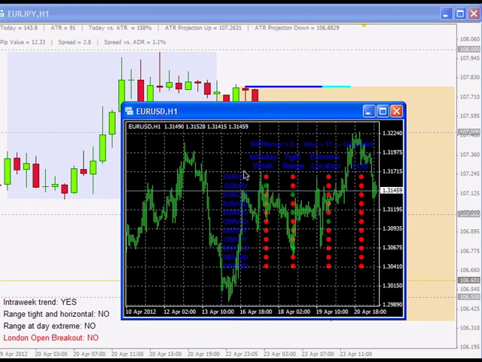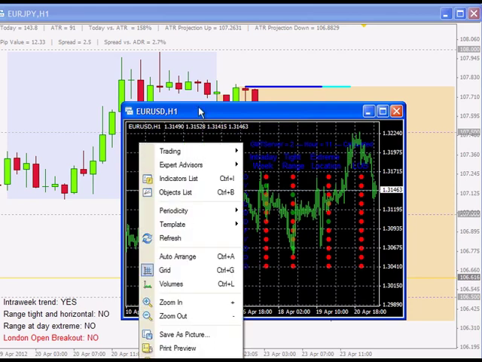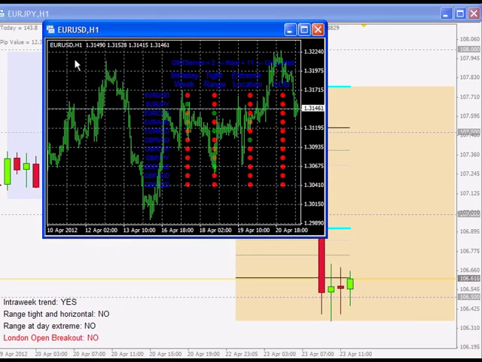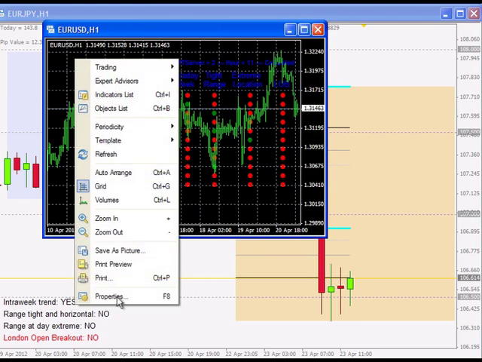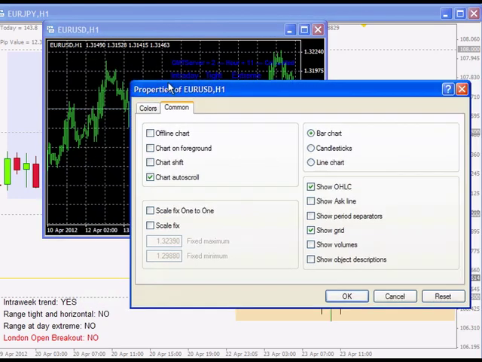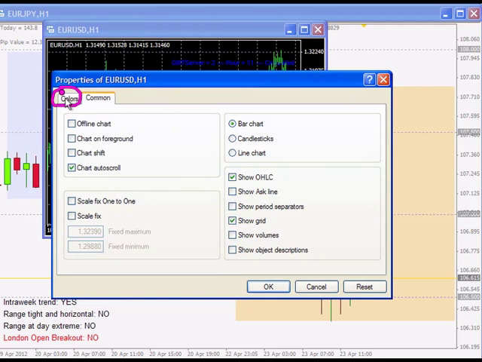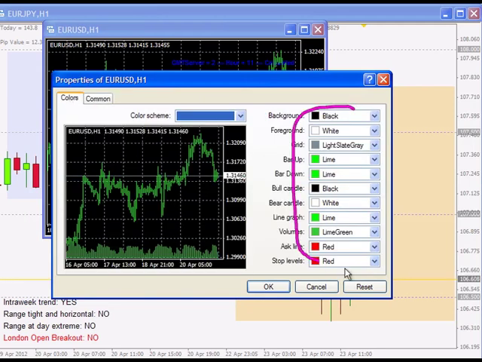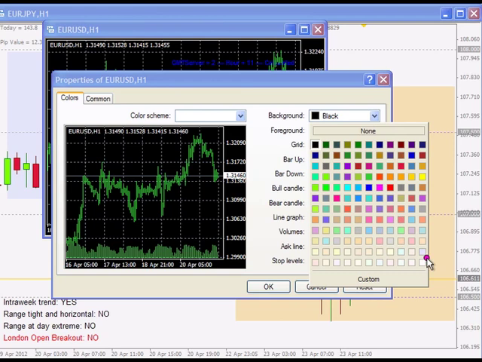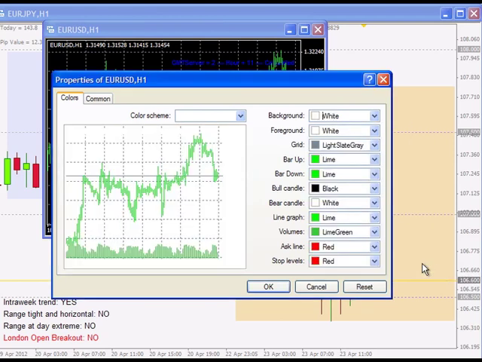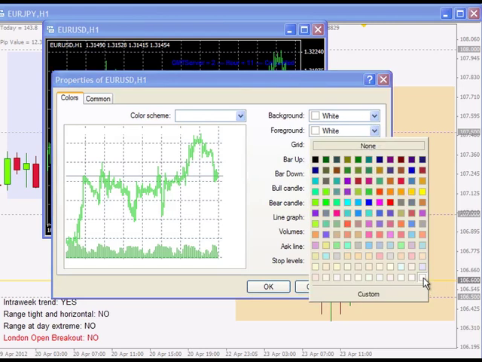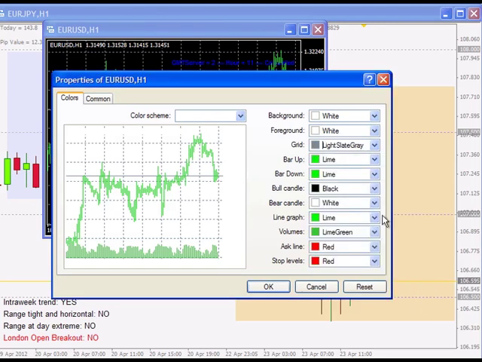So, in order to make the chart window and the indicator readable, simply right click on the chart. Actually, let me push this up a little bit. Simply right click here, browse down to properties, then on the colors tab, turn all these different fields to white. Click on there and select white, which is this color here at the bottom right corner. So that's white, white, white.